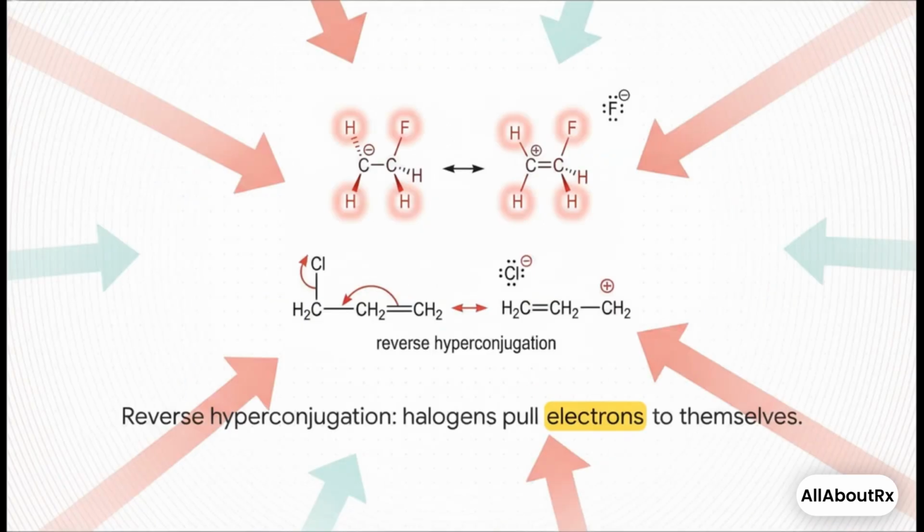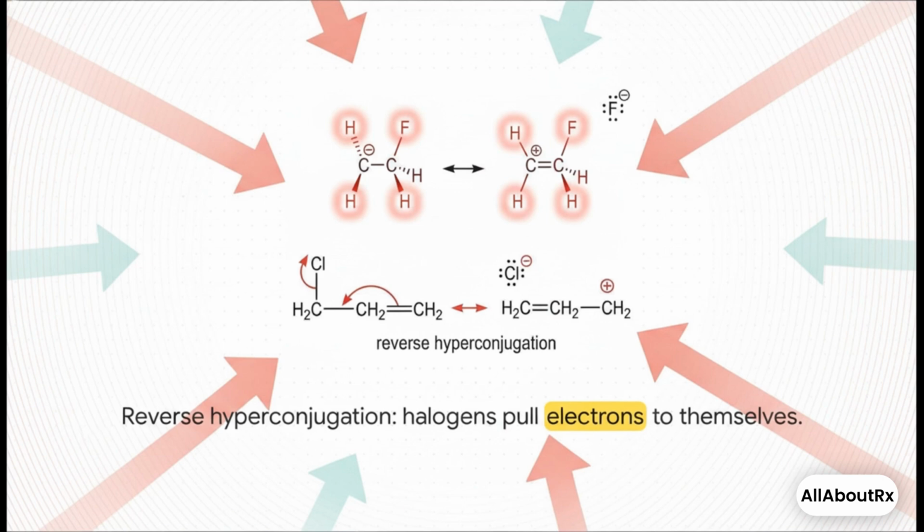But wait, it goes the other way too. This is called negative or reverse hyperconjugation. In molecules like alpha haloalkenes, you have these highly electronegative, greedy halogens pulling the strings. Instead of pushing electrons away, an electronegative halogen pulls the sigma electron density right toward itself, which significantly raises the molecule's overall dipole moment.